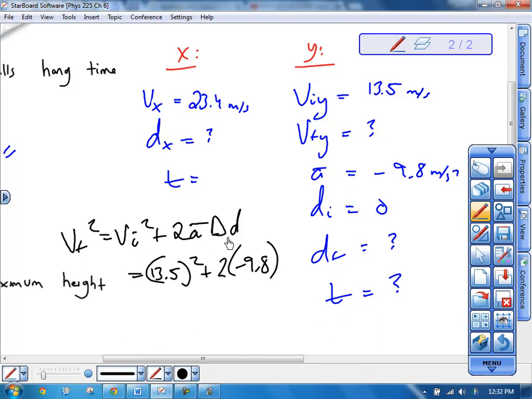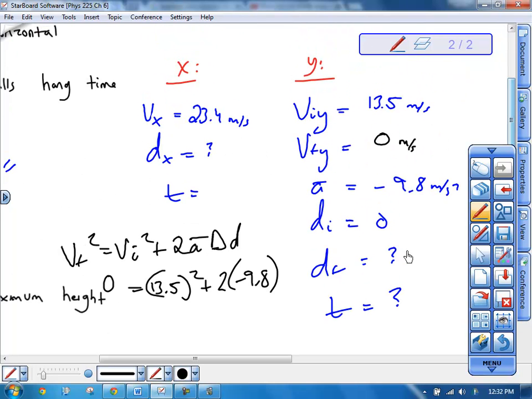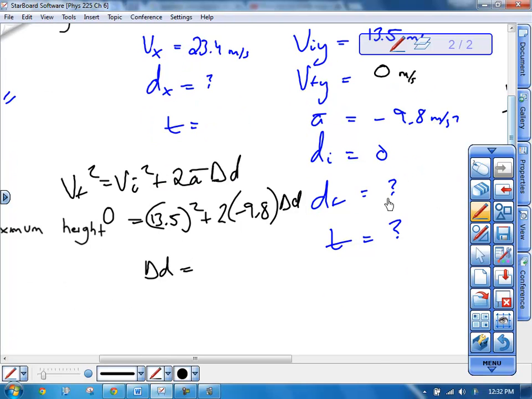All right, actually I can use this, but what I'm going to do is stop the problem at when it reaches its maximum height. So my final velocity would then be 0 meters per second. So I'll plug in 0 right there, because like we talked about before, when the ball reaches its maximum height, it doesn't have any vertical velocity for a second there. So let's stop the problem there, and let's just keep in mind that the time that we get is at that point. So I'm going to solve this for the change in distance. Move this over to the other side, divide by 2 times 9.8, and you get a change in distance, in this case, of about 9.3 meters.